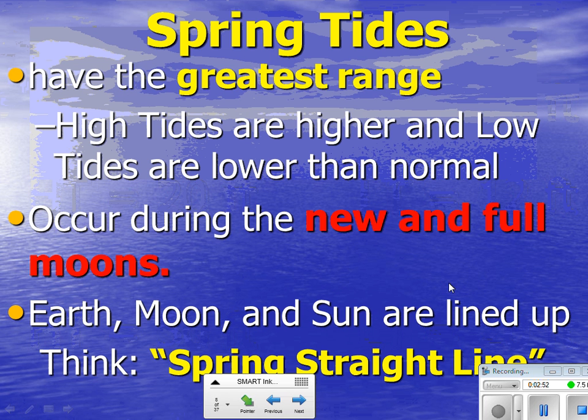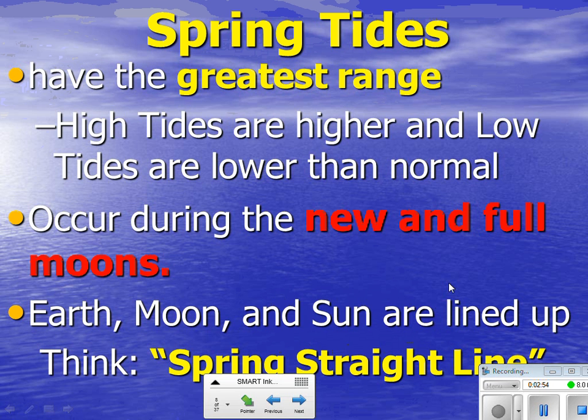Spring tides have the greatest range. High tides are higher and low tides are lower than normal. And these occur during the new and the full moons. Again, taking a look at the picture on your notes, that first one at the top is a spring tide because the sun, the earth, and the moon are in a straight line. So the way to think about it is spring tides are in straight lines. The sun, the earth, and the moon are all lined up, or you could have sun, moon, earth. Either way, if they're in a straight line, you're going to get a spring tide.